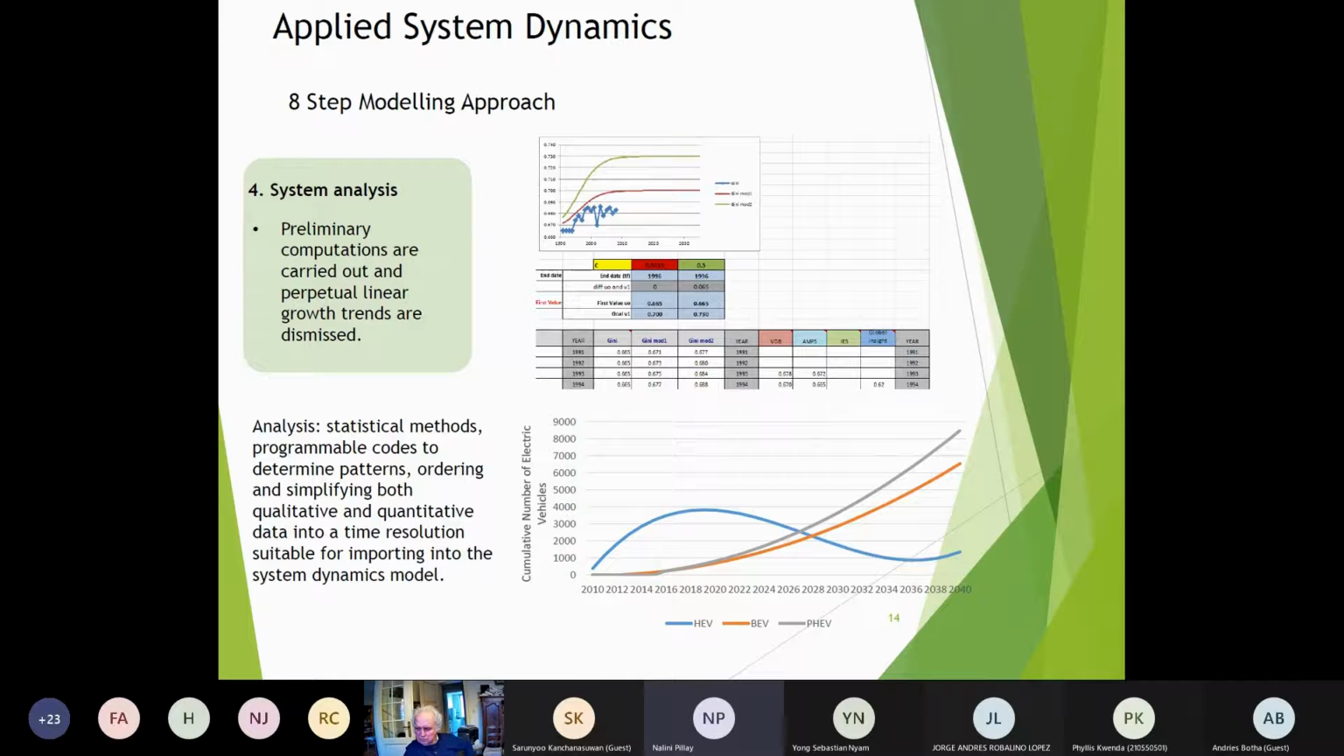There's one thing which is critical, and that is that we dismiss perpetual linear growth trends. The premise is that real system elements have biophysical constraints. And if your appropriate time frame has been selected, these trends will show that system variables do plateau, and they will reflect the carrying capacity of the system.